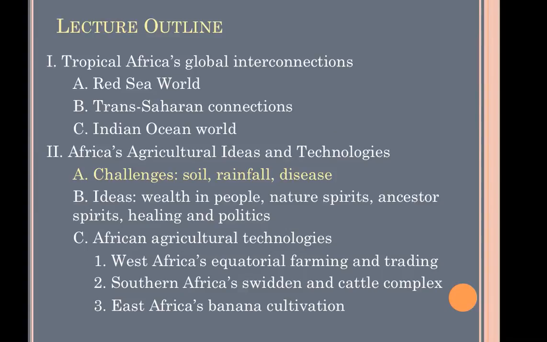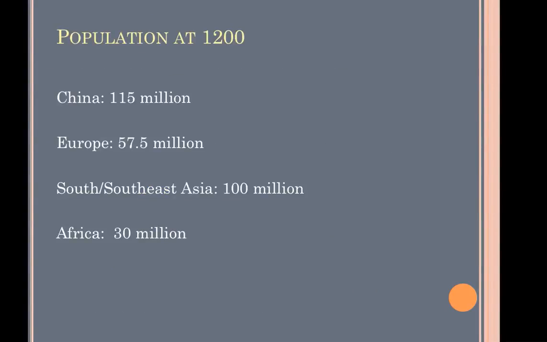You need the wetter crops to be able to grow. And finally, disease. You read about malaria, yellow fever, and trypanosomiasis as three of the major diseases of the African continent, all of which are environmentally rooted.